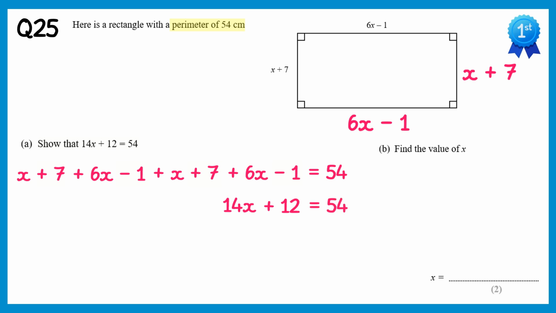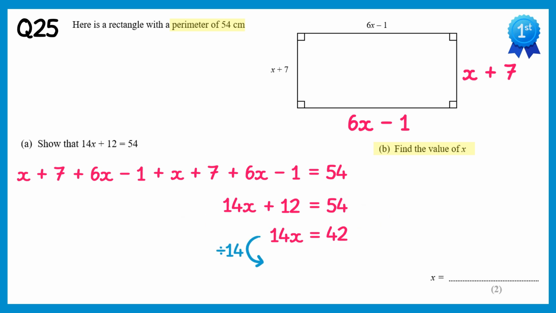For the second part of the question, we're asked to find x, and to do this we're just going to solve the equation we have. First of all, we'll take away 12 from both sides. If you take it away from the left, it will cancel this positive 12, leaving you with 14x. And then on the right hand side, 54 take away 12 gives you 42.